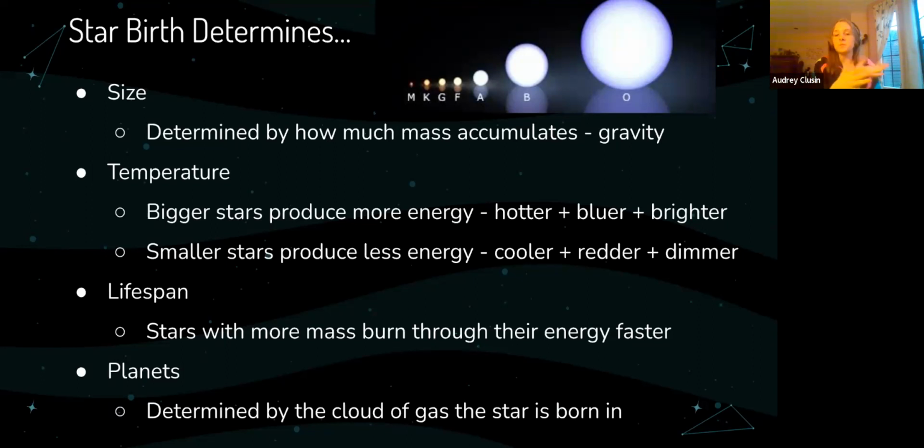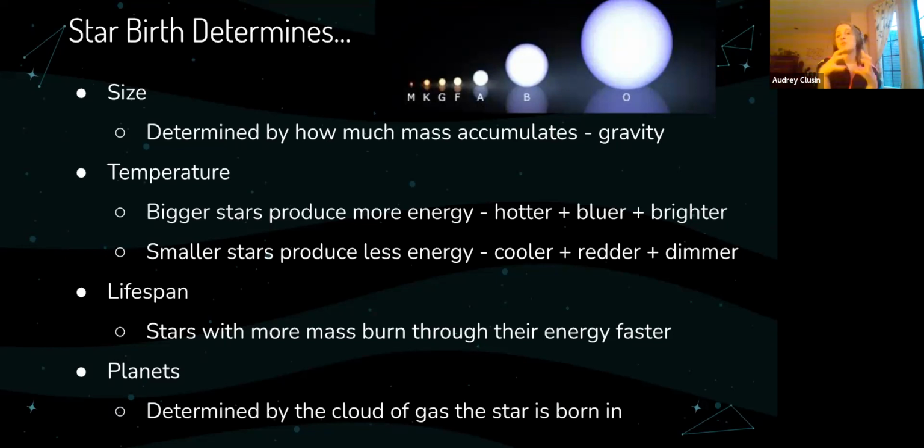So anyways, in the case of astronomy, things that are bigger produce more energy, and so they're hotter and bluer and brighter, and stars that are smaller produce less energy because of gravity, and so they are cooler. They're not cold, they're still really, really hot, but they are cooler, and they're more red, and a little bit dimmer. Okay, so a star's mass also determines its lifespan.